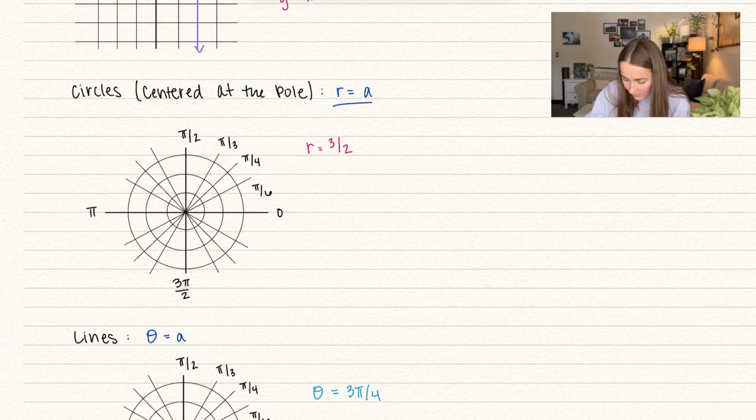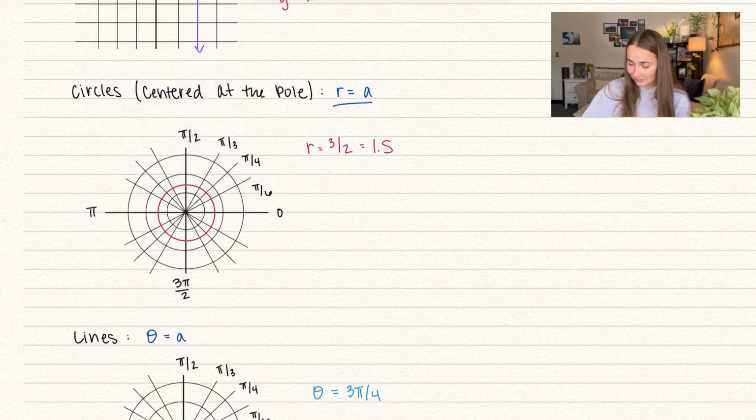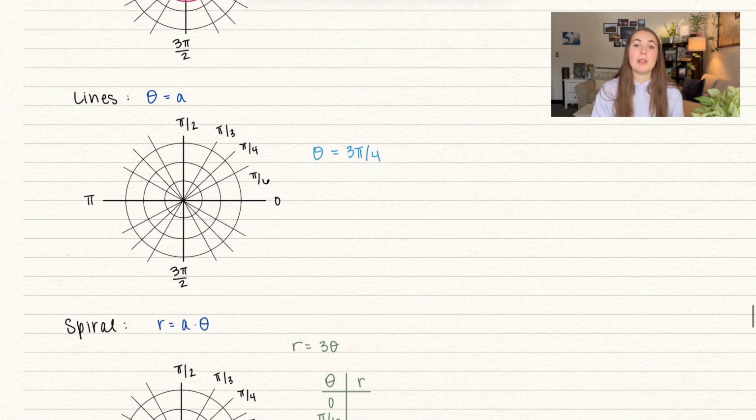So if we go at 1, that's going to be 1.5, right? So we're going to go at 1 and then an additional half, and our circle is going to look something like that, right? Thank goodness for autocorrect because it does me well. So that is going to be the form for a circle centered at the origin. Now, lines are going to be when theta is equal to some value a. That theta value is going to be true for all values of the radius, right?